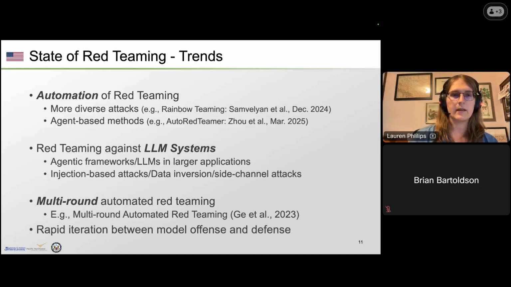We also see increasing amounts of work red teaming against LLM systems and applications rather than thinking about red teaming against a model on its own. We want to think about how that model fits within a larger ecosystem. How is it being used?